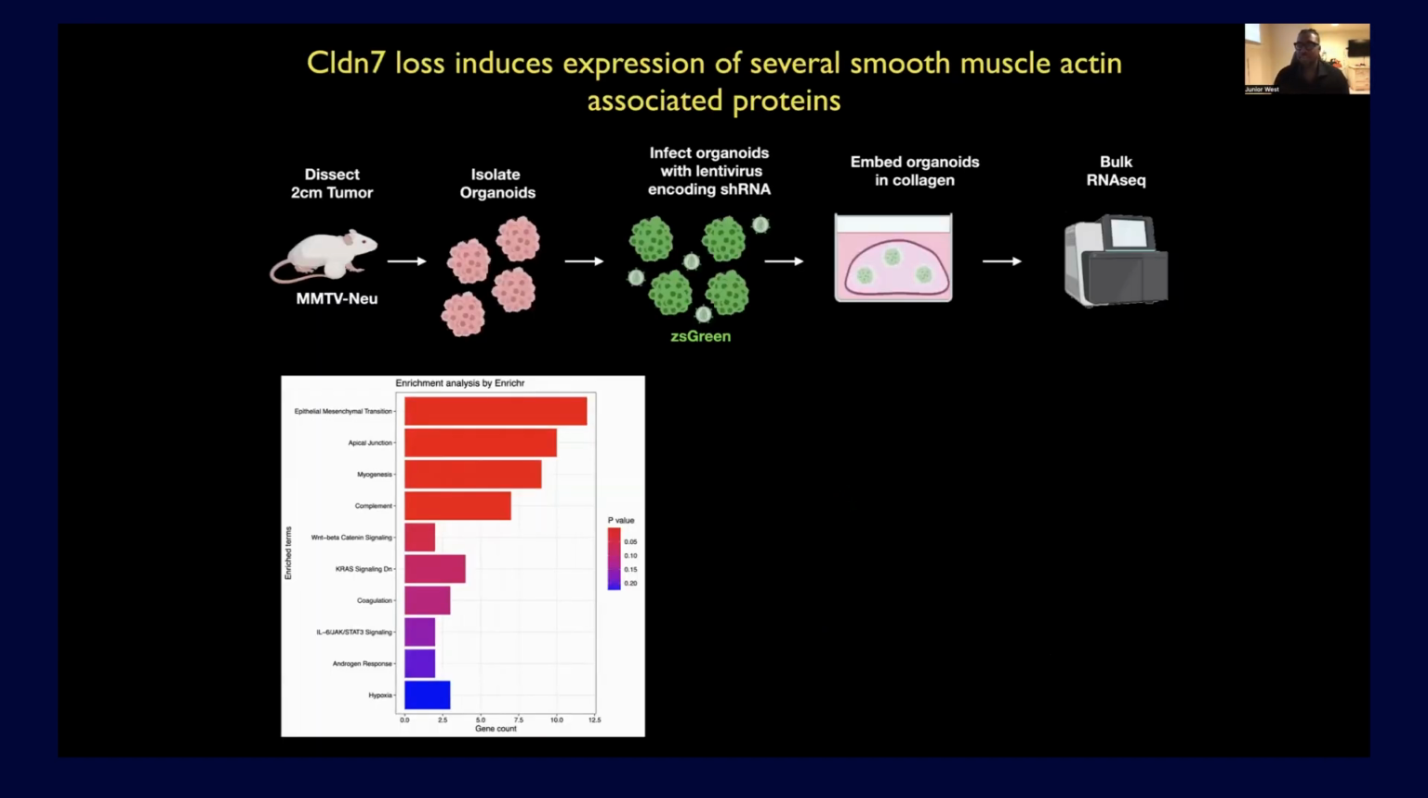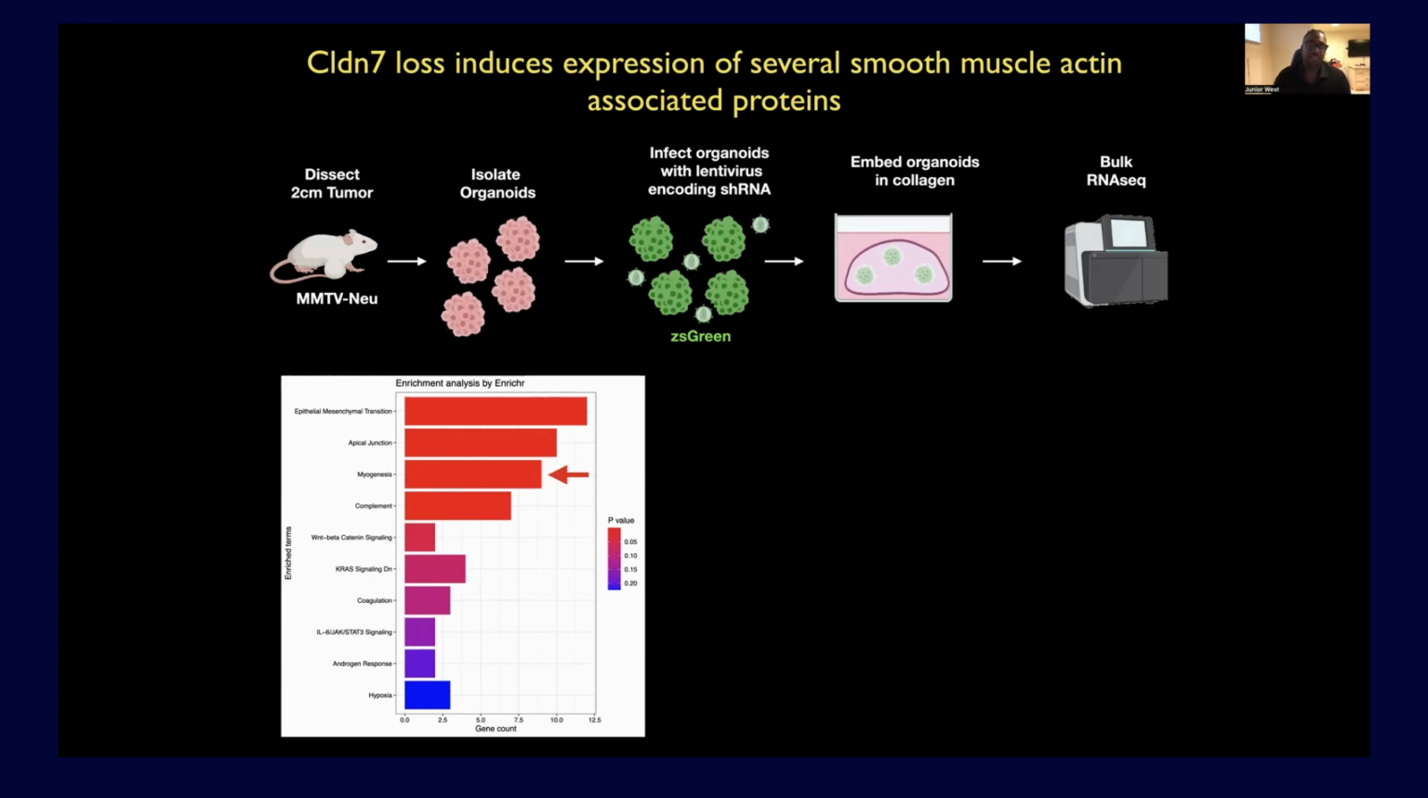We next wanted to look at molecular drivers of this effect. So we performed bulk RNA sequencing of our control and claudin 7 knockdown organoids and observed over 200 differentially expressed genes in claudin 7 knockdown organoids. Of these genes, we were able to decipher a number of different molecular signatures that were associated with these pathways or with this claudin 7 disruption.